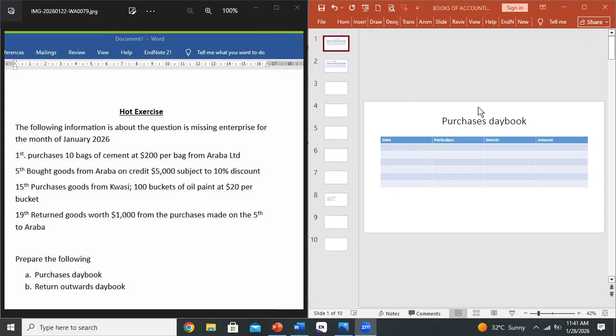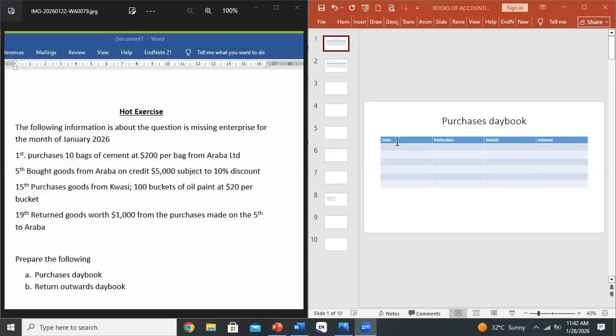First, purchase 10 bags of cement at $200 per bag from Araba Limited. Fifth, bought goods from Araba on credit $5,000 subject to 10% discount. Purchase goods from Kwesi 100 buckets of oil paint at $20 per bucket. Return goods worth $1,000 from the purchases made on the 5th to Araba. So we are only preparing the purchases day book and the return outwards day book.